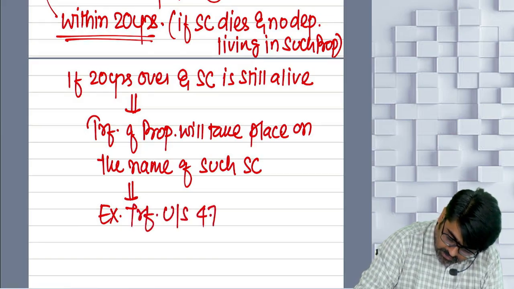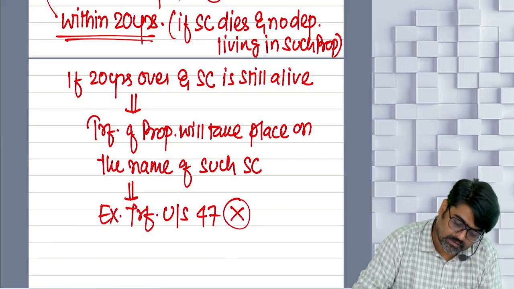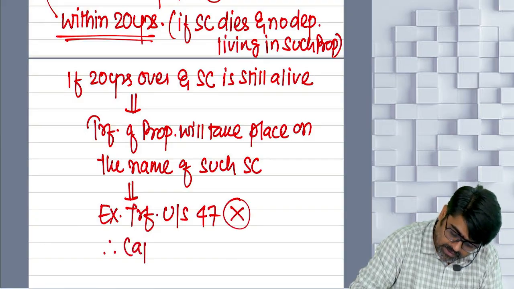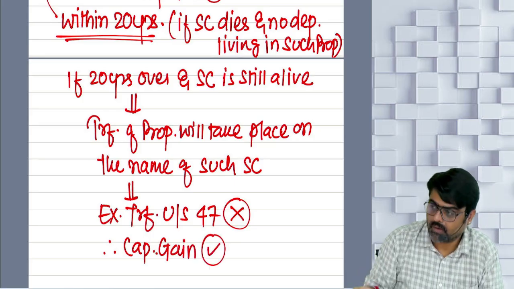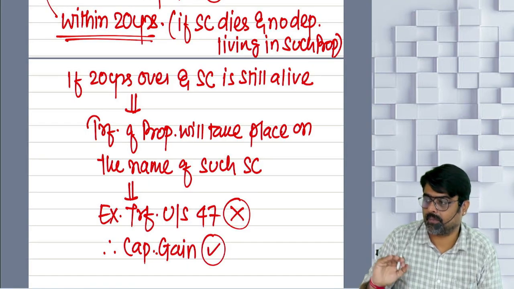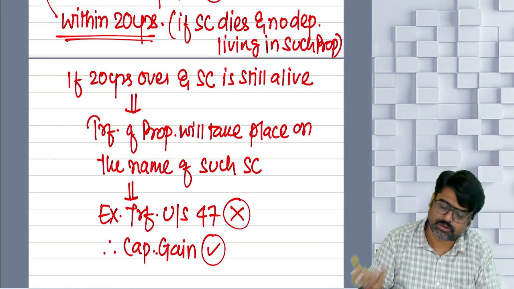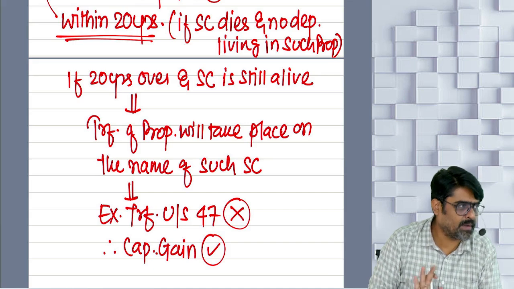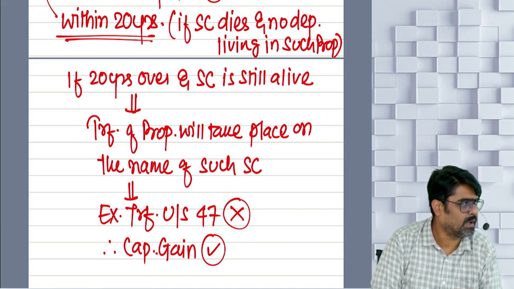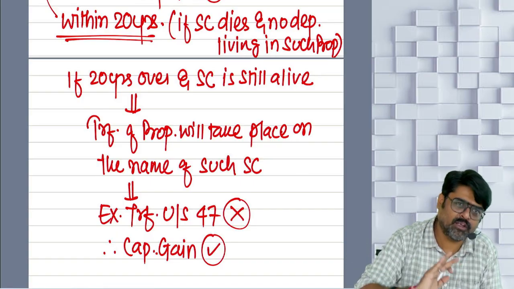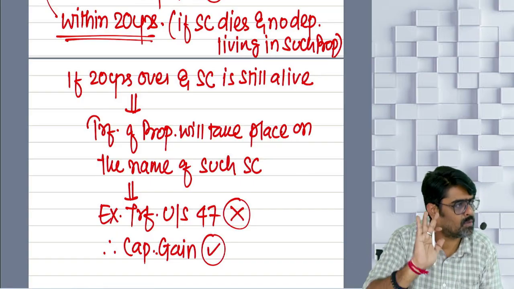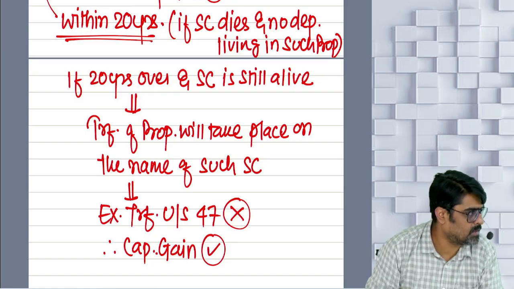Under section 47, this will not be an exempt transfer. Therefore, capital gain will arise and it will be taxable in the hands of the senior citizen. Getting my point? After paying capital gain tax, and after paying the loan amount and interest amount, still a good amount will remain in the hands of the senior citizen, and your remaining life can be easily spent with that amount. That much amount will be remaining. Don't worry about that. Okay.